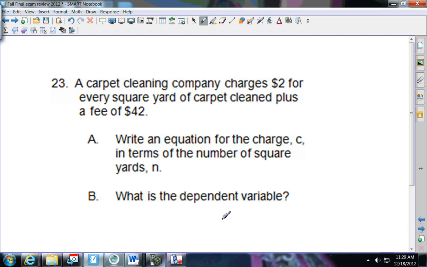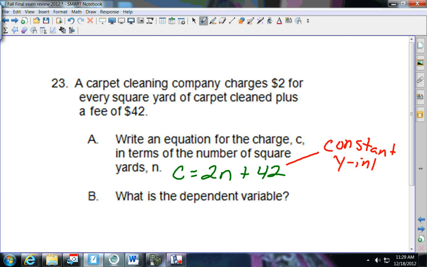Next one. A carpet cleaning company charges $2 for every square yard the carpet is cleaned, plus a fee of $42. Write an equation for the charge C in terms of the number of square yards N. Well, the total charge equals, you pay $2 for every square yard, which is N. They're telling us to use N. Plus, the one-time fee of $42. 42 is what you pay for one time. That's your constant. So 42 is my y-intercept, or my constant, just to remind you. It's also called the y-intercept. This 2 right here is a slope, or we can call it the coefficient.